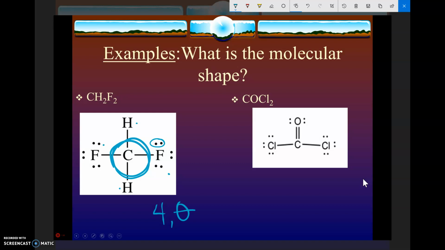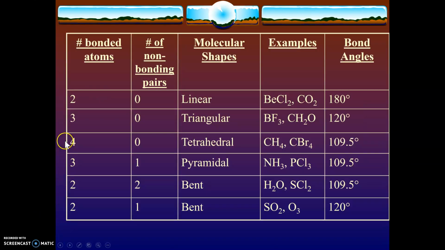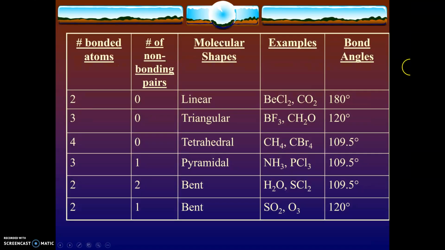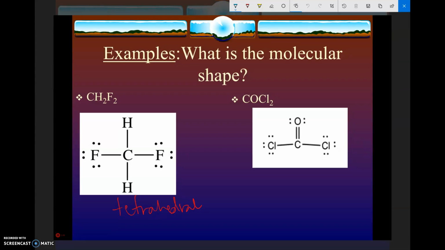So then if you go back to your chart, we're going to see that 4 bonded atoms and 0 lone pairs is tetrahedral. So the shape of that molecule is tetrahedral. So this right here is going to be tetrahedral.